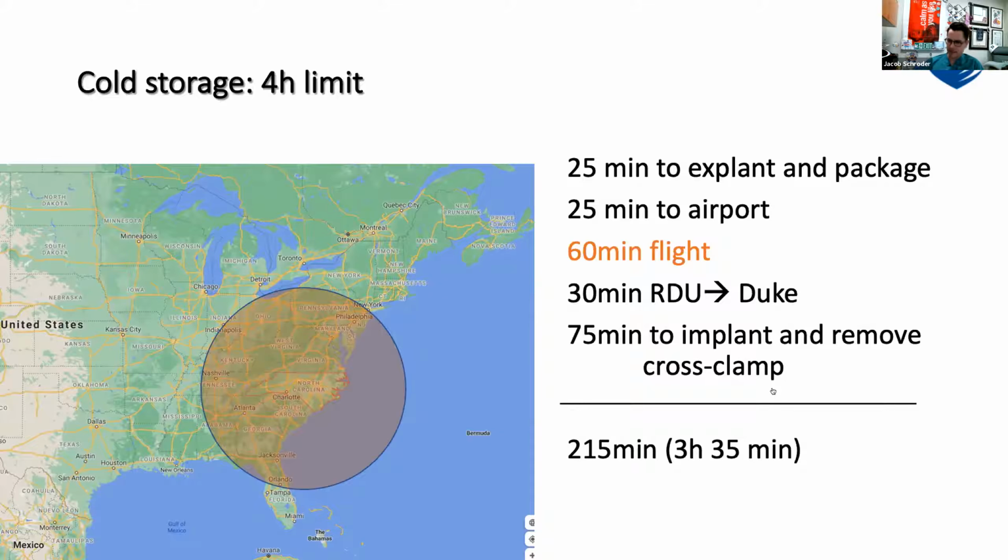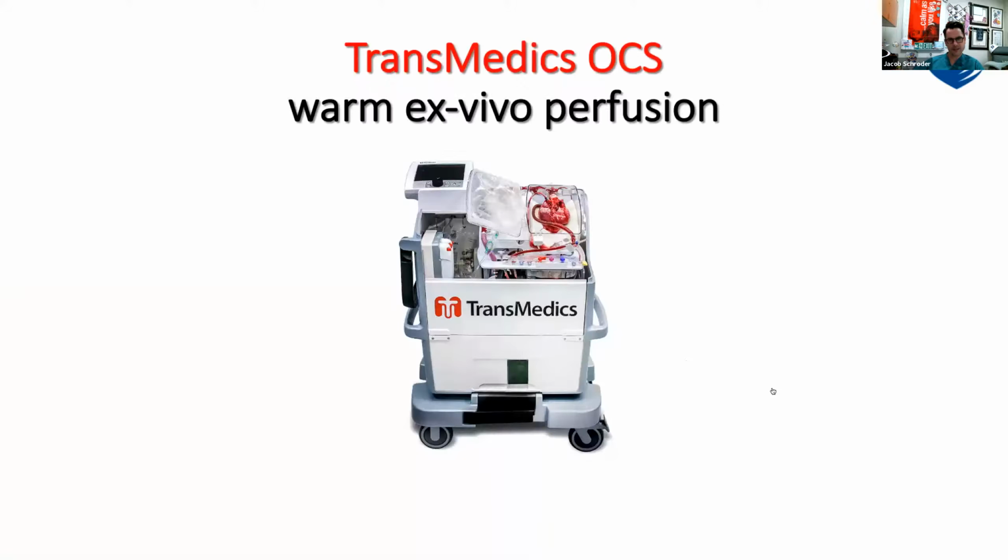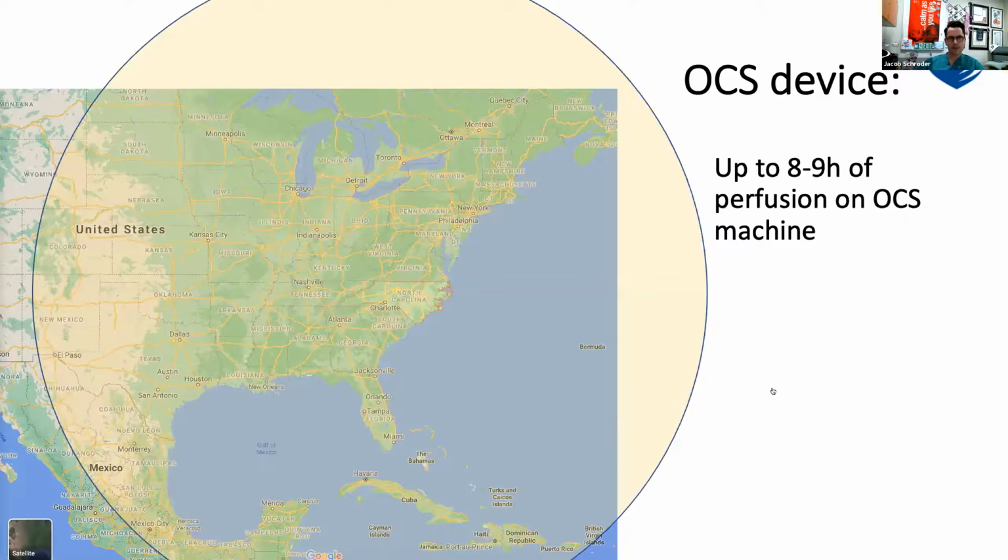Now, that's not exactly true, but then, with the EXPAND trial and the DCD trial, the Transmedics Organ Care System has really changed the way we do things, especially here at Duke. This now allows us to travel. Really, we would go anywhere in the United States at this point. We've been offered hearts in California.